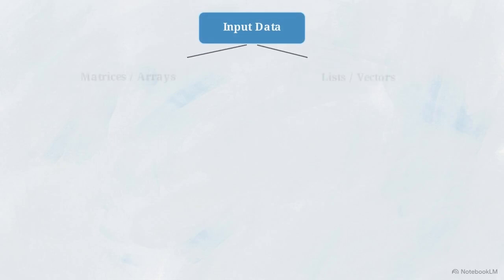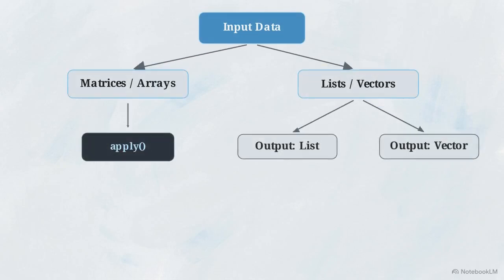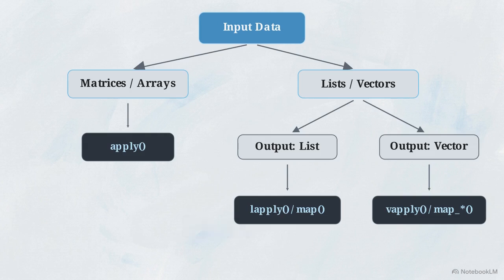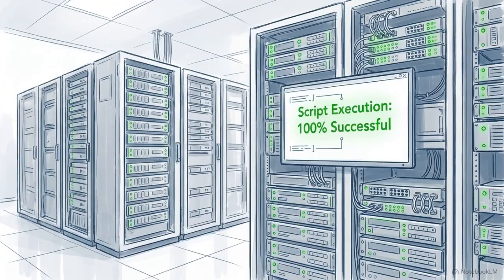These choices clarify exactly when to use each tool. Process matrices with apply. Use lapply or map if you need a list, and use vapply or a typed map function if you need a vector, and completely abandon sapply. Relying on explicit, strict output types replaces fragile loops with code that handles errors predictably and prevents the type errors that cause legacy scripts to crash.